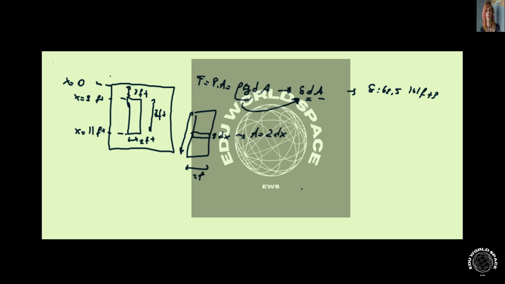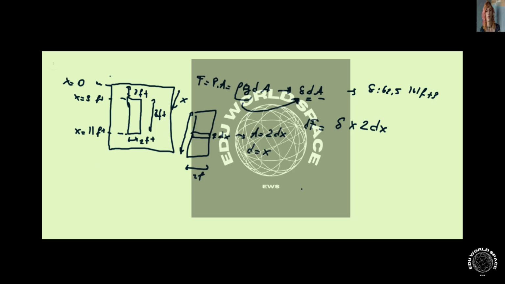Now the depth: let's say that we are measuring the depth from the surface here. So let's assume that depth is x. Now let's plug everything in. The infinitesimal force acting on this infinitesimal thin strip is then equal to lambda, that is 62.5, multiplied by x times 2 dx.